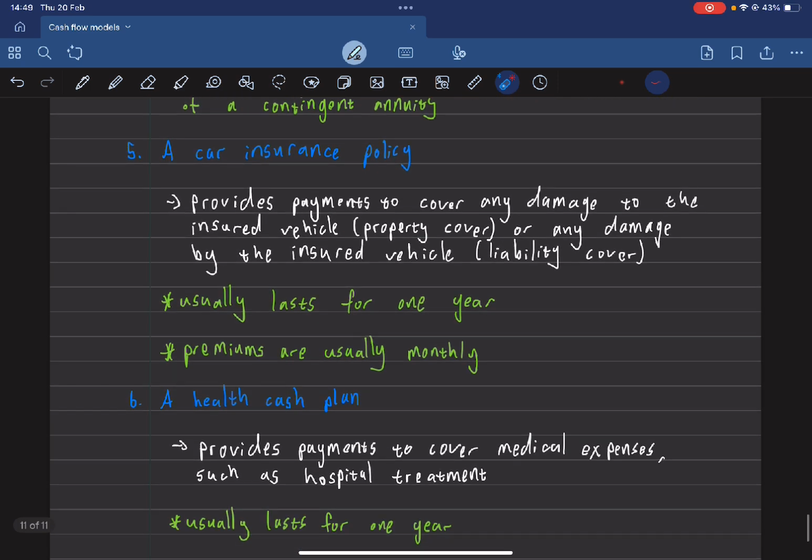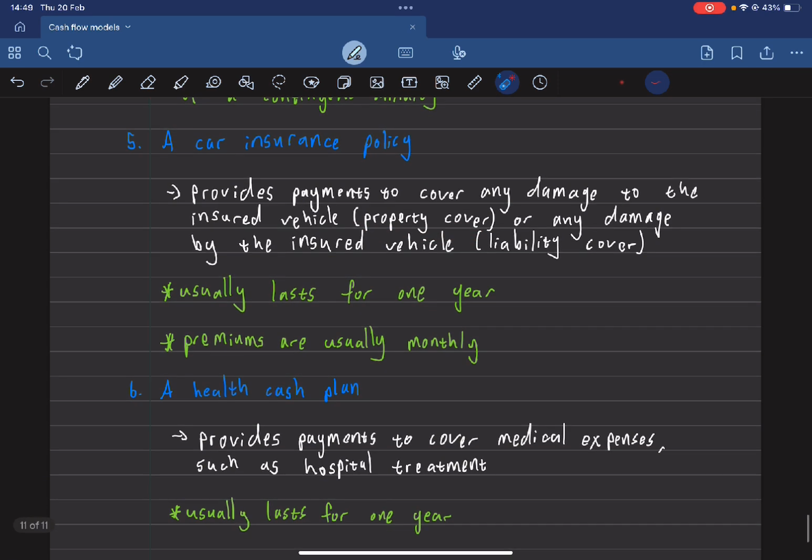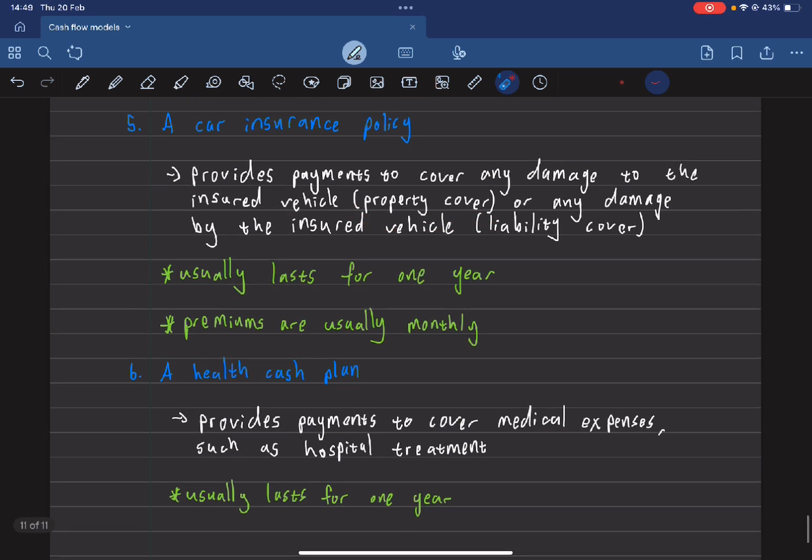Next, a car insurance policy. It provides payments to cover any damage to the insured vehicles, which is called property cover. So this is covering your vehicle, property cover, or damage by the insured vehicle. So if you crash into someone else and it's your fault, then this would be liability cover. But if someone crashes into you and it's their fault, then it's property cover. Or if you crash into like a tree, then it's property cover. Car insurance usually lasts for 1 year and premiums are usually paid monthly.